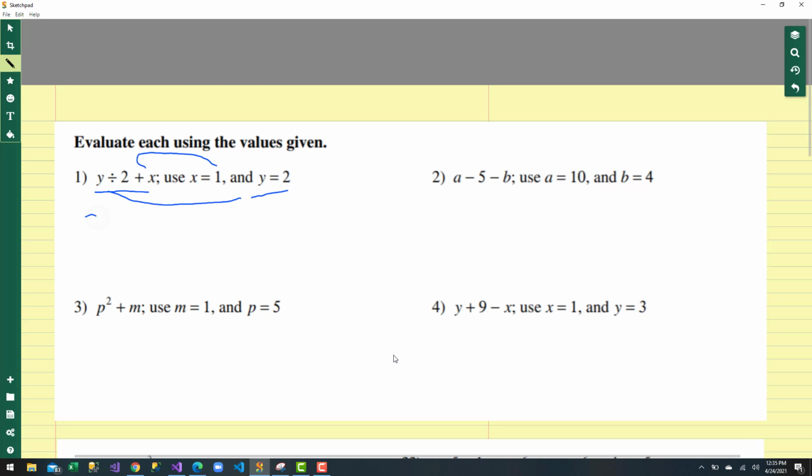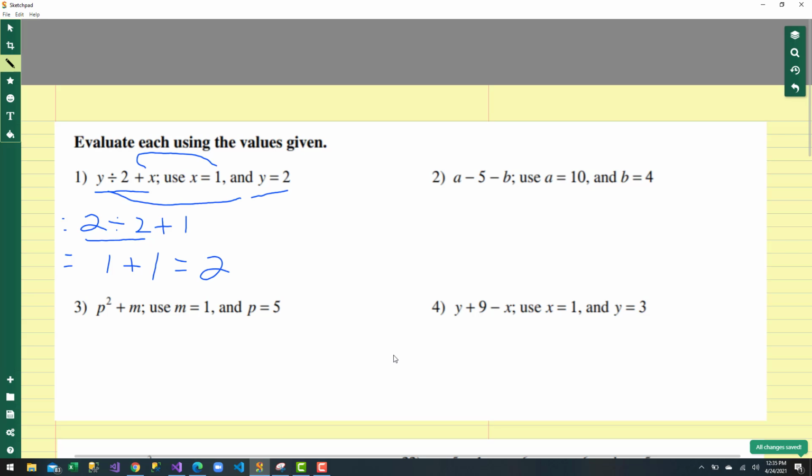So we have 2 divided by 2 plus x, which is 1. Okay, and then again, we apply PEMDAS here. So we start with division, right, before addition and subtraction. So 2 divided by 2 is 1 plus 1, and we end up finally with 2 as the answer.